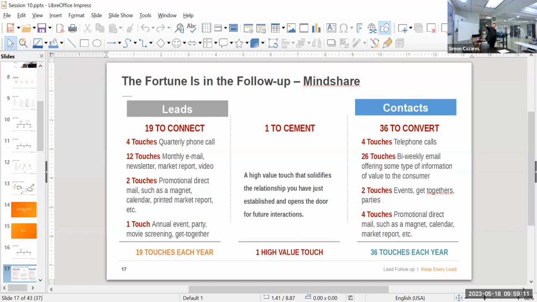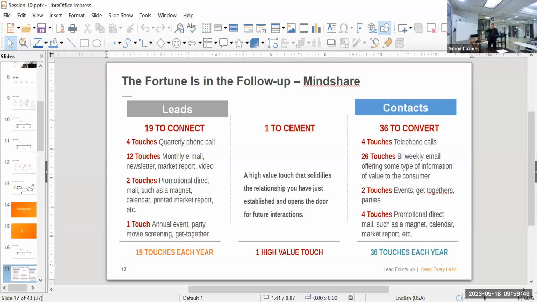You do 4 touches, quarterly phone calls, 12 touches, monthly emails, and then 2 others, like a postcard or something. And then an annual event, maybe a movie party. There are agents that actually rent movie theaters and invite all their clients to watch a movie, with free popcorn, free whatever. Bring your kids. It's a cool way to do it. I did it at a wine bar. This time it was only for adults, but they sure loved it.